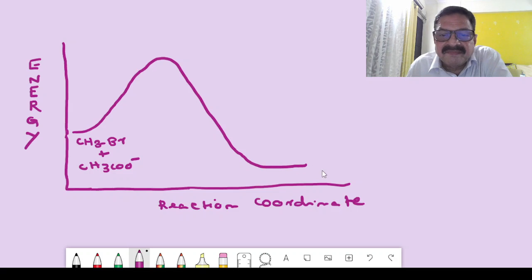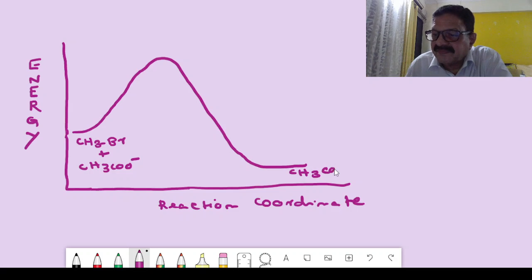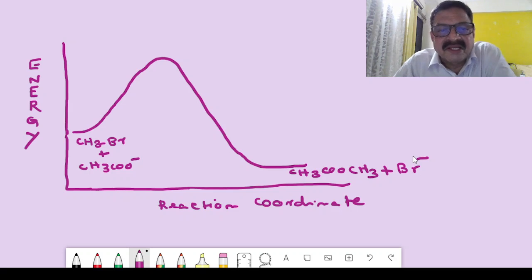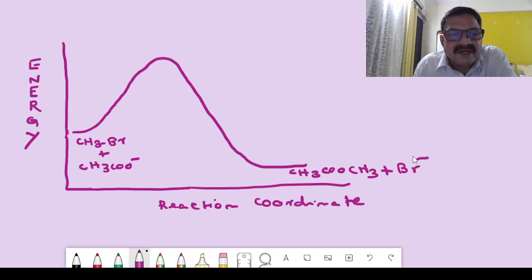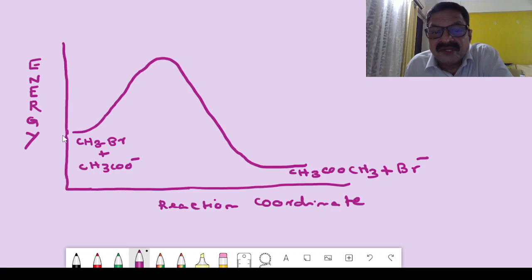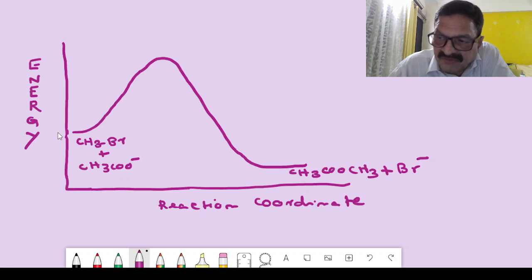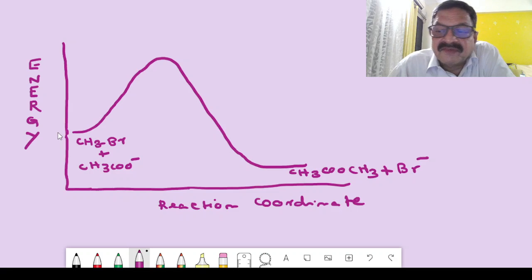Here the product will be CH3 acetate plus the leaving group, bromide. So this is the kind of energy diagram here. The products are at a lower energy, so the equilibrium will favor the formation of the products. The products are at a lower energy than the starting materials. Therefore, the equilibrium favors the formation of the products here.